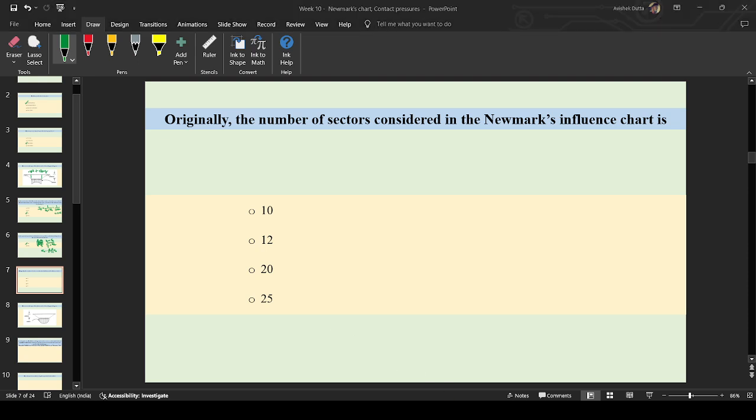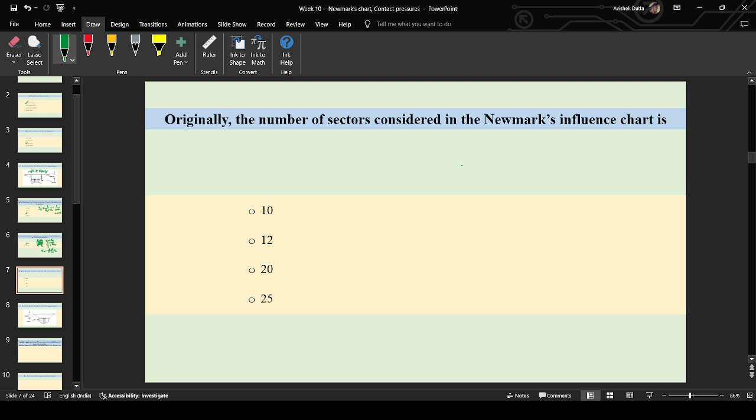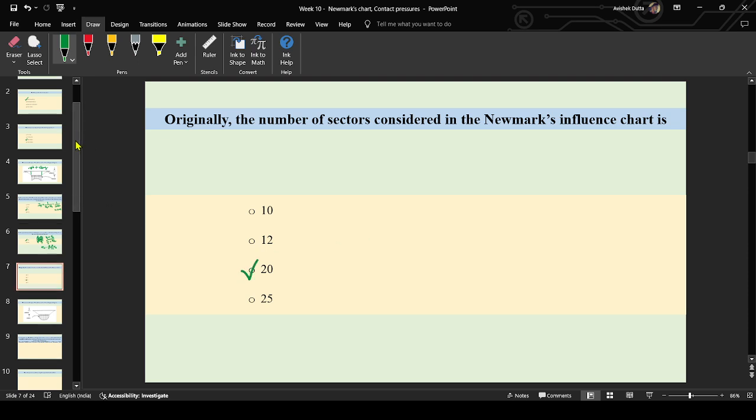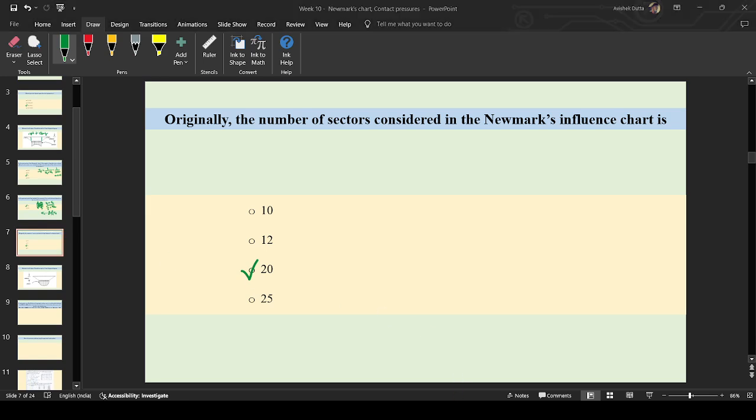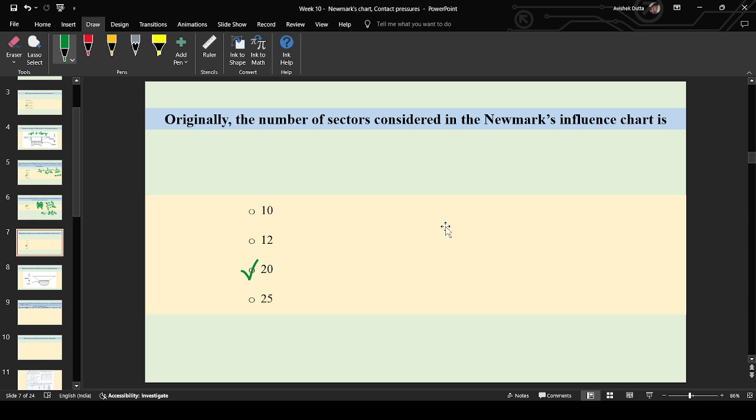Originally, what is the number of sectors considered in the Newmark's influence chart? Do you know this? Originally, the number of sectors considered for the analysis is 20. It is 20, and I believe I have not asked you to find out the influence factor. So when it is 20, there are 10 circles. So it will be 1 divided by the number of circles and number of sectors.